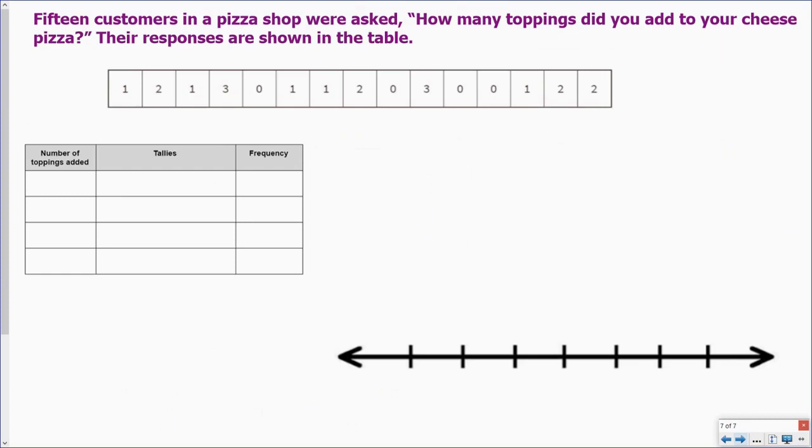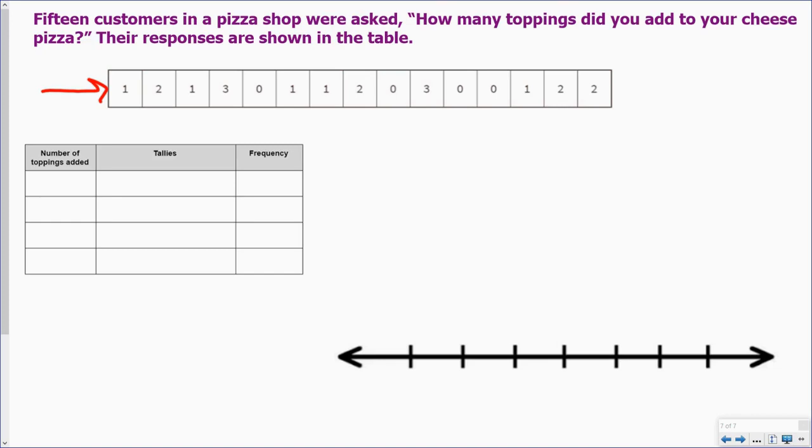Go to the next one here. It says 15 customers in a pizza shop were asked, how many toppings did you add to your cheese pizza? Their responses are shown in the table. So I have my table right here of responses, and now I need to create a frequency table.